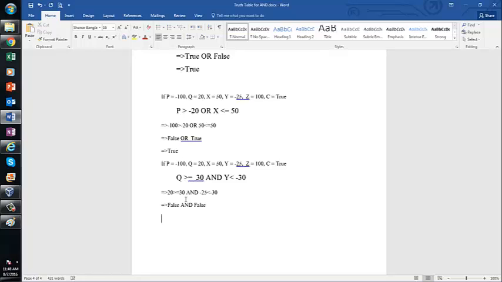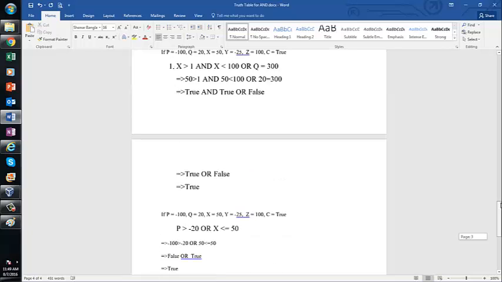According to the AND gate, we know if both of the operands are false, it is false. Then let's go to the next one. How many of you got this one correct? Okay, so let's go to the next question, number 4.